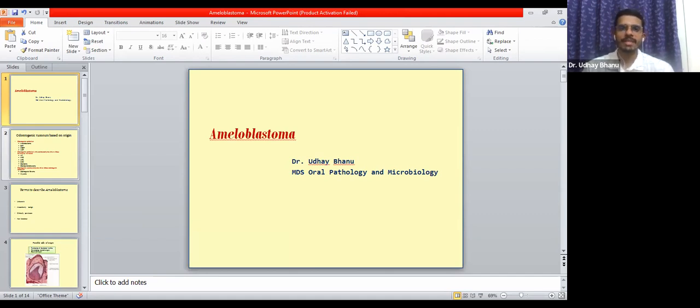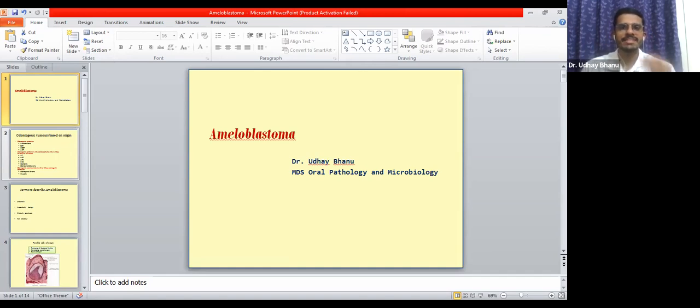Now, in oral pathology, each and every term is self-explanatory. So if you know the name of a lesion and you split it, you are going to get an idea of the cell of origin. So if you say ameloblastoma, that means ameloblast. That is the cell of origin. And oma, it's a tumor. So based on the prefix or suffix, you can identify whether it is a malignant or a benign tumor, right?